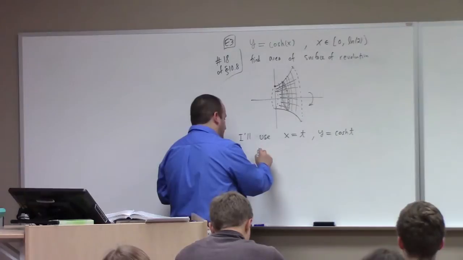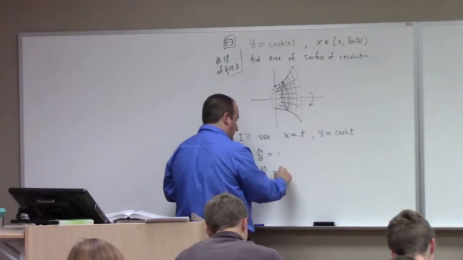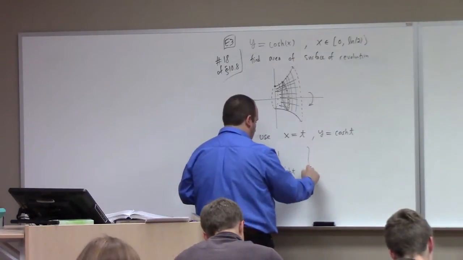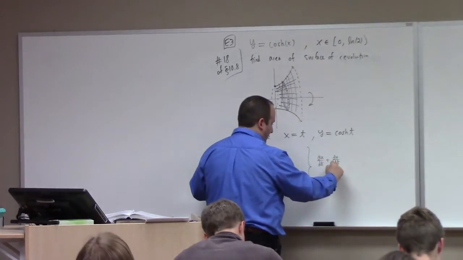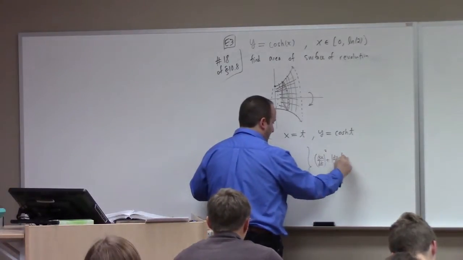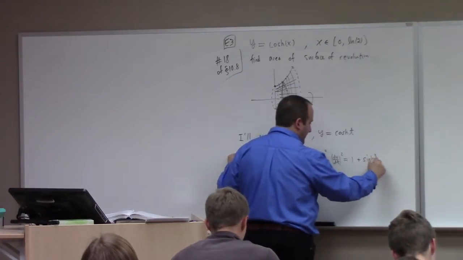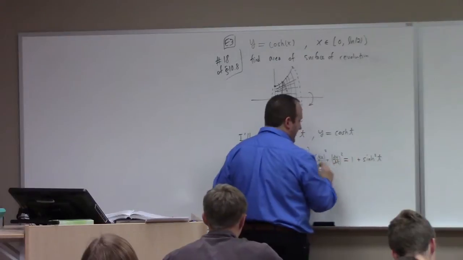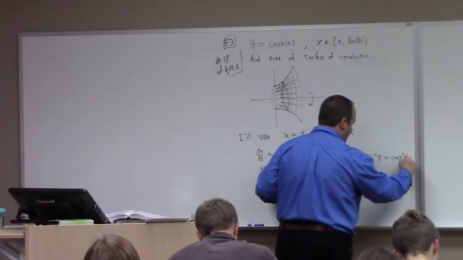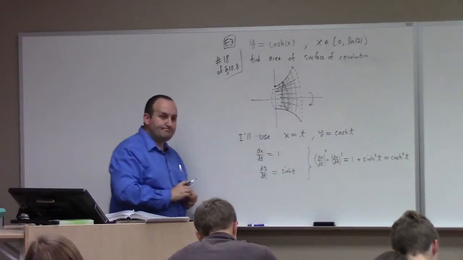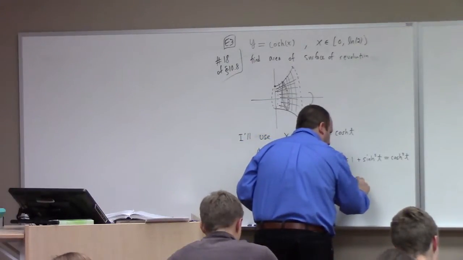Now, dx/dt is equal to 1. dy/dt is equal to sinh t, right? So that means that (dx/dt) squared plus (dy/dt) squared is what? Looks like we're going to give the Pythagorean identity a break and use the hyperbolic Pythagorean identity instead. 1 plus sinh squared is, in fact, cosh squared t, because cosh squared minus sinh squared is 1. So the speed of this path is just cosh t.